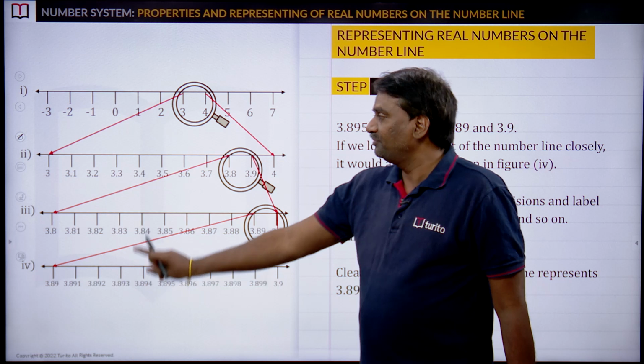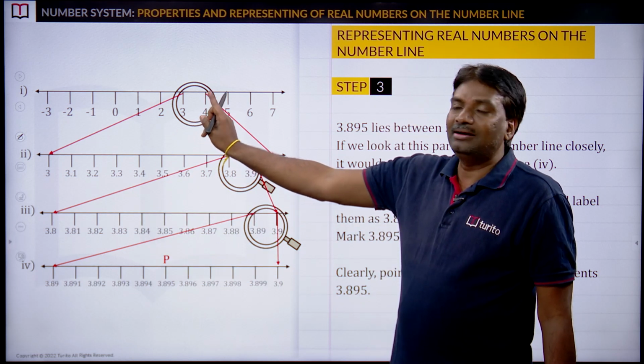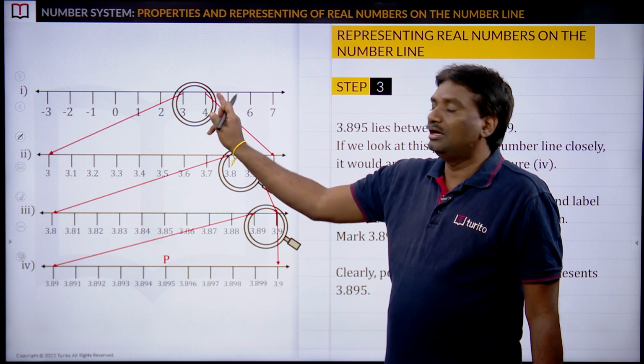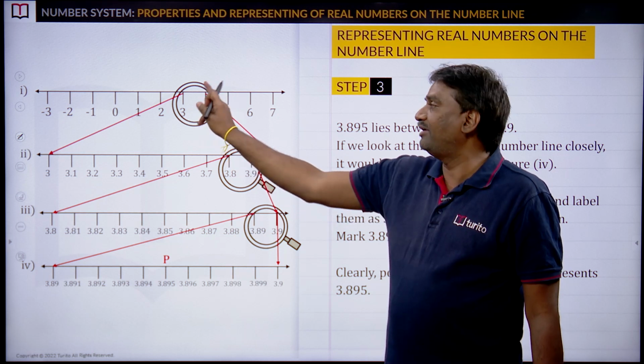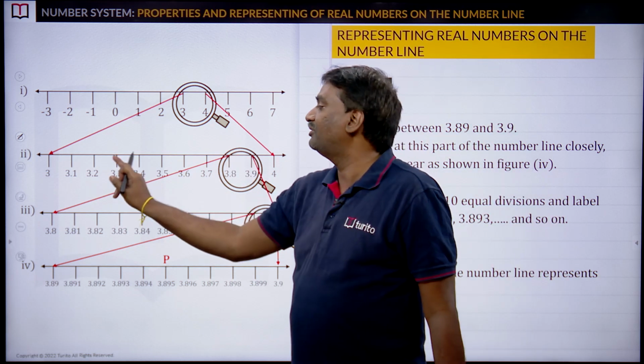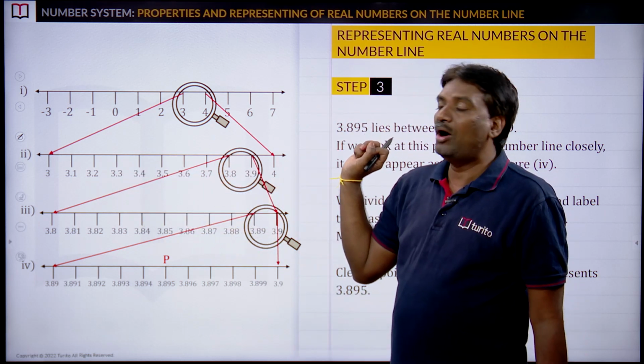So, this is figure 4. This is the real number line. This is 3, this is 4. We have divided the part between 3 and 4 into 10 equal parts: 3.1, 3.2, and so on up to 3.9.